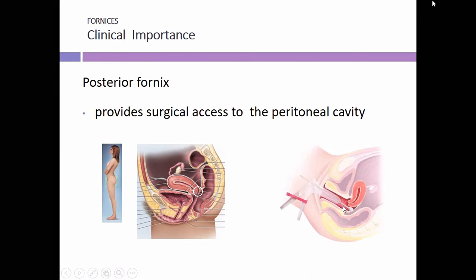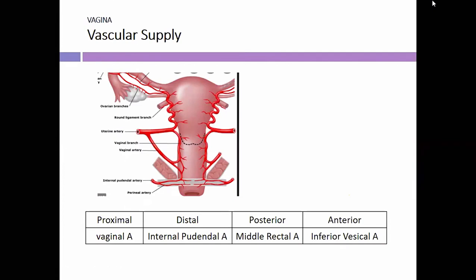So you can poke a needle here and check for any fluid coming from the abdominal cavity. Because if there is a ruptured viscus, you might be able to get blood. If there is infection, you may be able to extract pus, and it will guide you in your management of your patient. Now, the blood supply to the vagina is extensive.